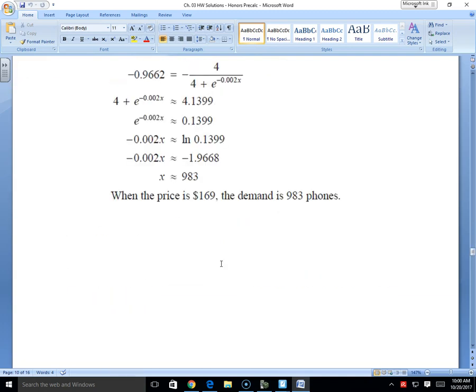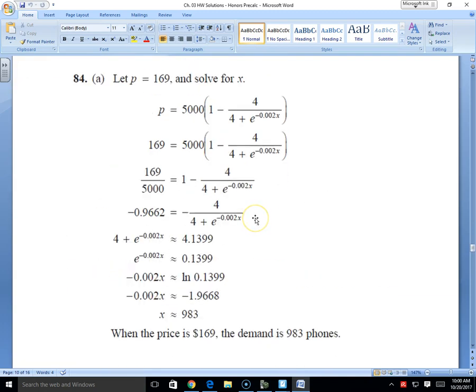84 is a party waiting to happen. Let me give you a second. From what they told you, you needed to set the P equal to 169, and then it was a big old equation, but all you have to do is take it step by step, like dividing the 5,000, subtracting the 1, multiplying by a negative. Then they multiplied this whole nastiness up and divided the other nastiness over. Then subtract the 4, ln of both sides, divide by negative 0.002.